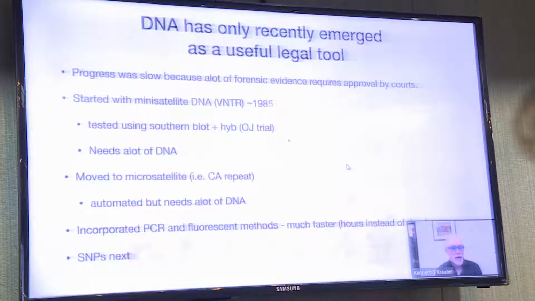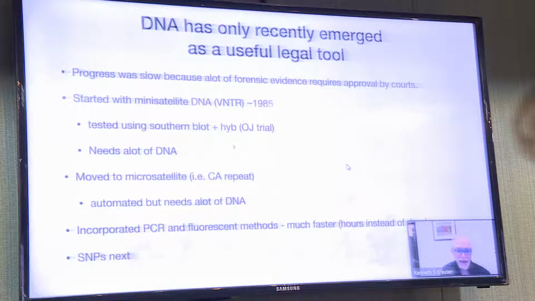And with VNTR, besides the fact that it takes a long time to do these Southern blots and hybridizations for DNA, it takes a lot of DNA material to be recovered at the crime scene. You have to prepare enough DNA to be able to detect it using this so-called Southern blotting technique, which requires literally microgram amounts of DNA, which isn't a lot by standards if you're preparing DNA. But if you're trying to recover DNA, say, from a blood spot on somebody's shirt, getting a microgram of DNA from that is very difficult. So anyway, it needs a lot of DNA.